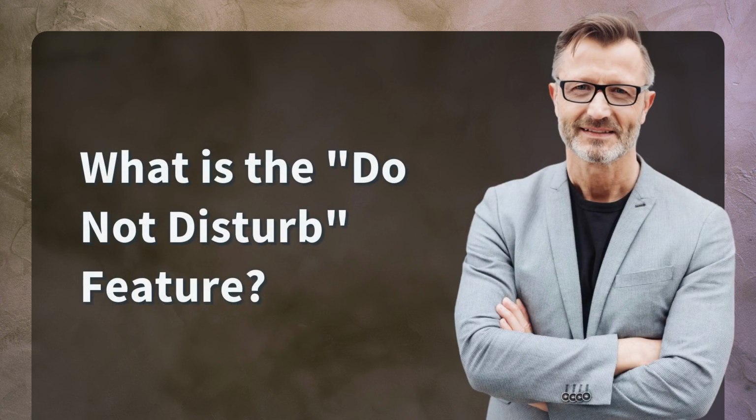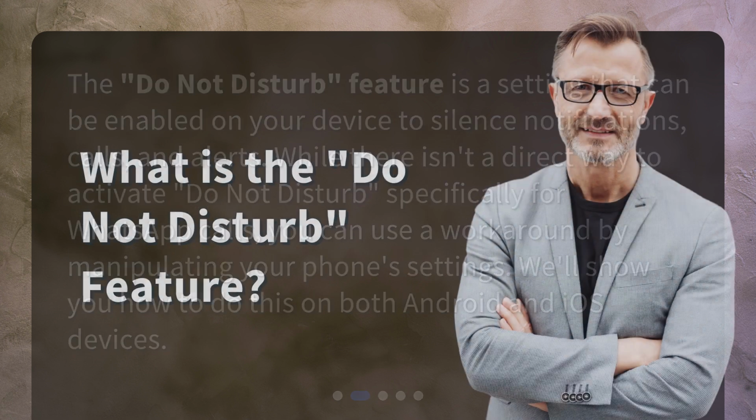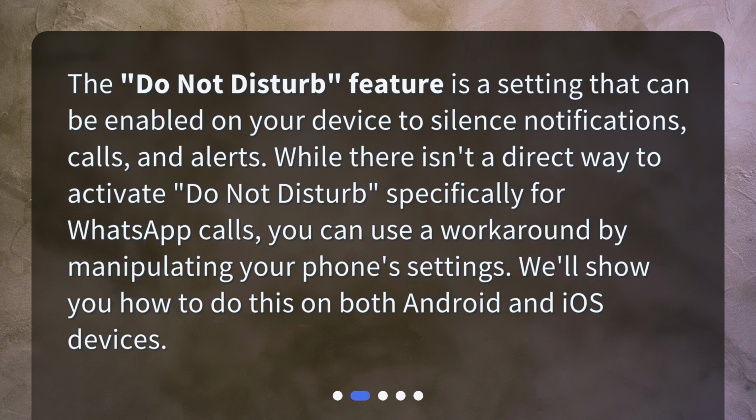What is the Do Not Disturb feature? The Do Not Disturb feature is a setting that can be enabled on your device to silence notifications, calls, and alerts. While there isn't a direct way to activate Do Not Disturb specifically for WhatsApp calls, you can use a workaround by manipulating your phone's settings. We'll show you how to do this on both Android and iOS devices.